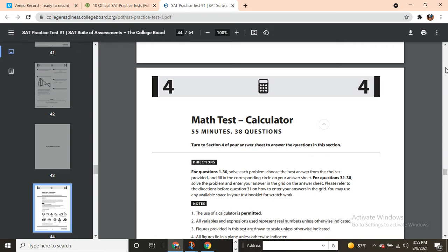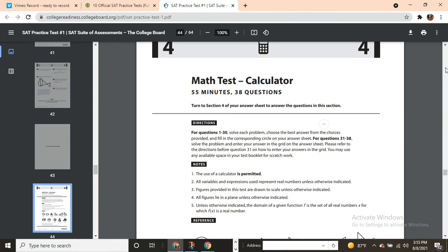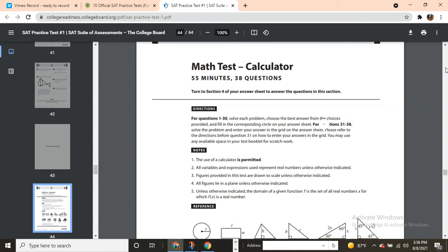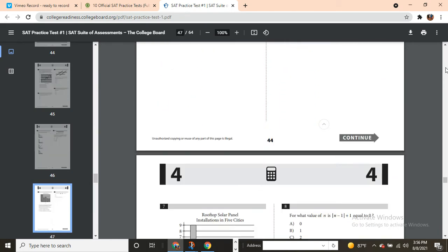The last section is the math test with calculator. It always has 38 questions, and you are supposed to take only 55 minutes. So when you calculate it, you are required to take roughly 1 minute and maybe 10 seconds per question, so that you can achieve this time. So basically that is how an SAT paper looks like.